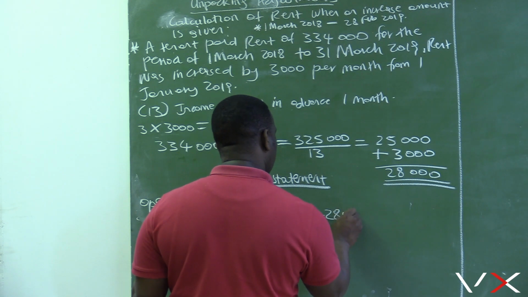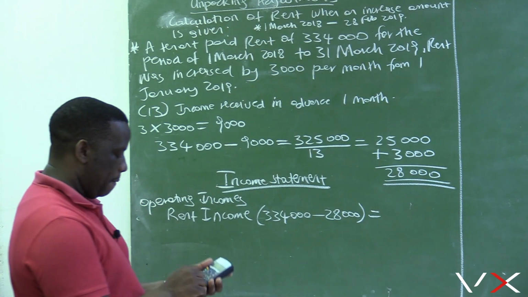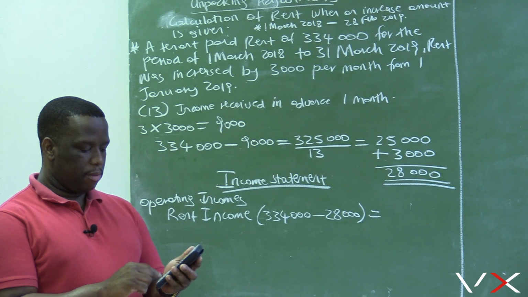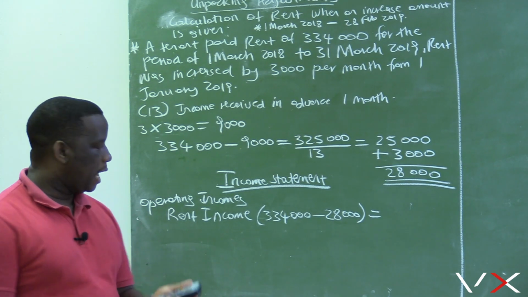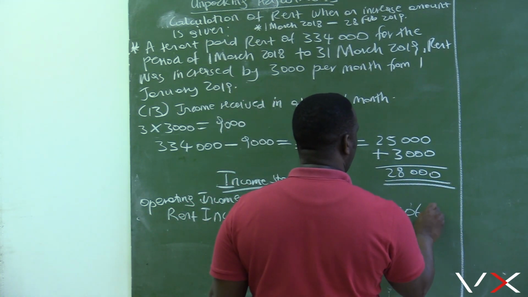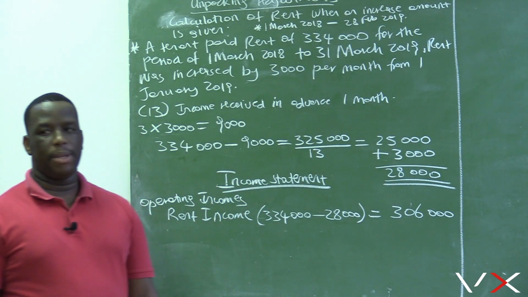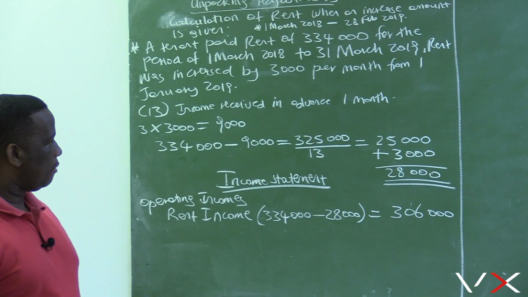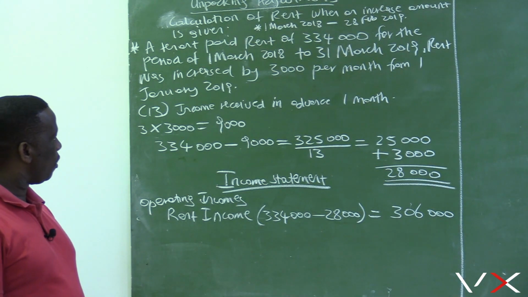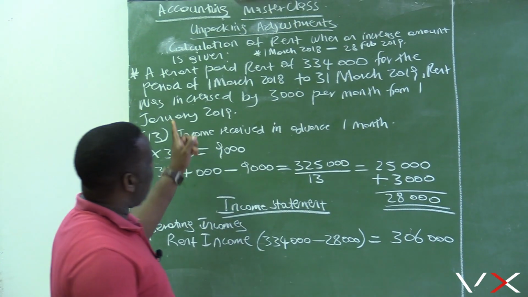So that's 334,000 minus 28,000, which equals 306,000. So the correct amount for rent, which will be recorded under operating incomes in the income statement, will be 306,000. Right?